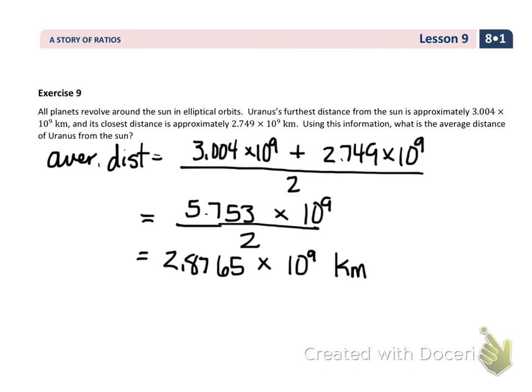So I can just add 3.004 and 2.749 and get 5.753 times 10 to the 9th divided by 2. So then I'm going to do that division first, divide up the numeric, that decimal part, and then the power of 10. So I get 2.8765 times 10 to the 9th, and those distances were in kilometers. So that would be the average distance from the sun.